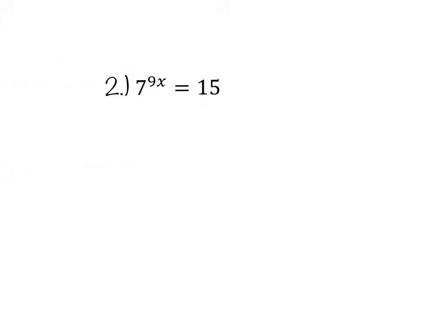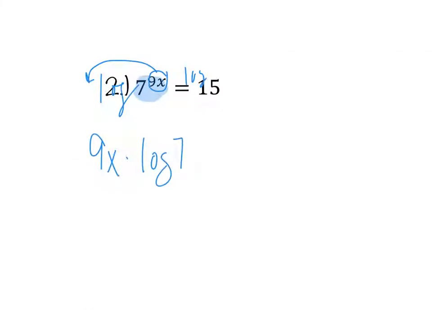Here, once again, the exponent is isolated. It's already by itself. I don't have anything extra over here. It's the base and its exponent. So I'm going to apply a log to both sides. So log this side, log that side. That will allow me to take the exponent and move it out front, giving me 9x times the log of 7 equals the log of 15.